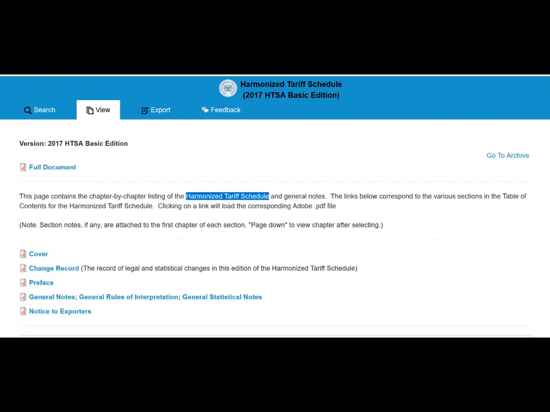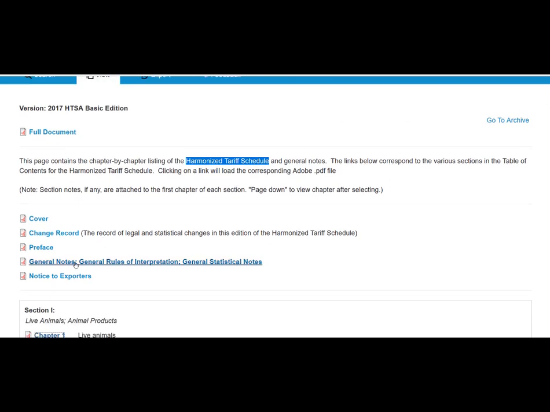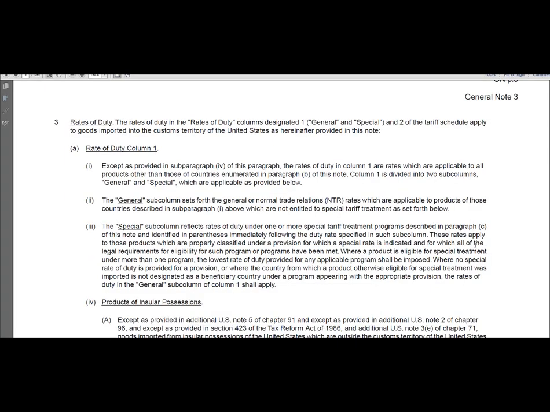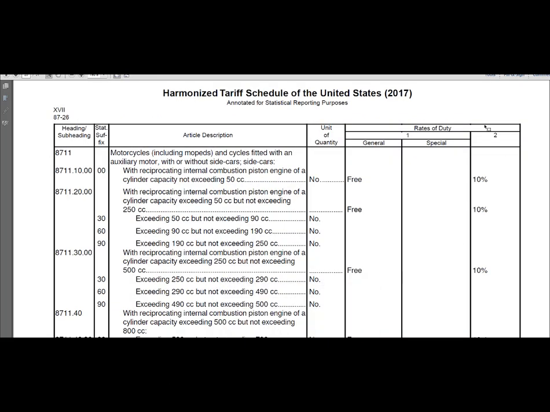Now, if you click here in the general notes, you end up with a PDF file where it describes the rates of duty. And let me show you an example. This is chapter 87 for vehicles and motorcycles. You can see, for example, here we're describing motorcycles not exceeding 50 cc, and it's free in general.